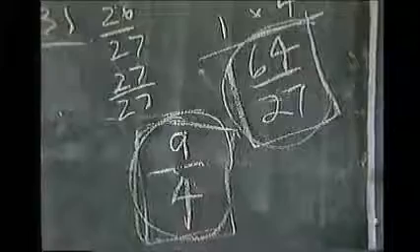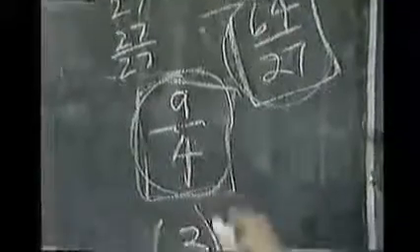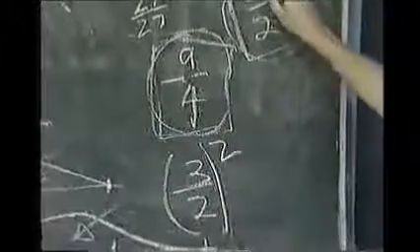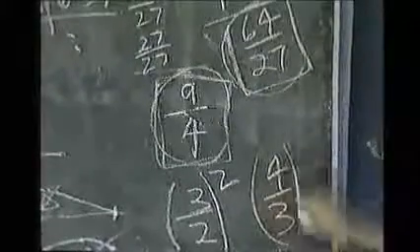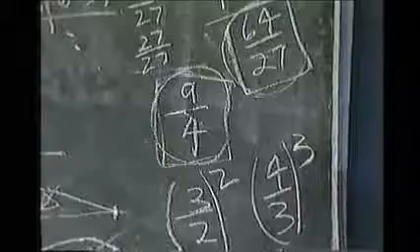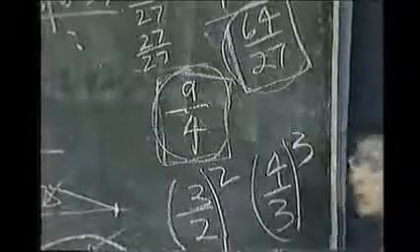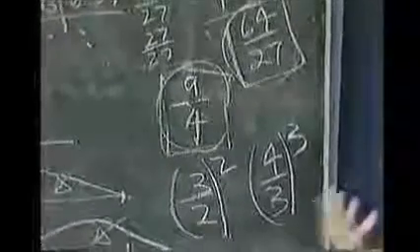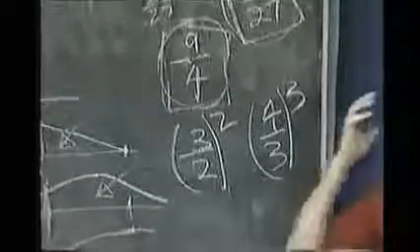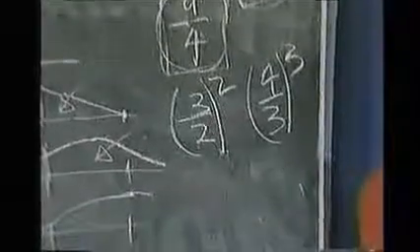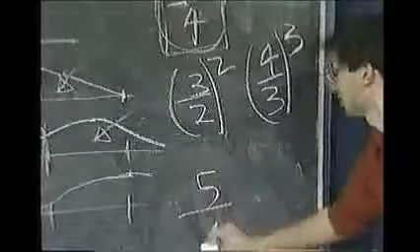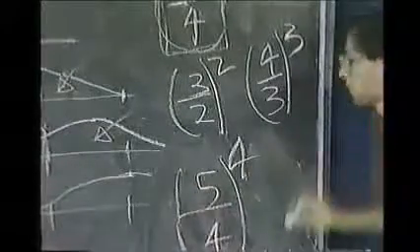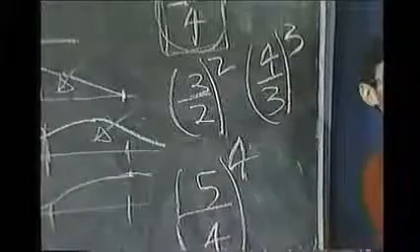9/4, notice, is 3 over 2 squared. 64 27ths is 4 over 3 cubed. Now, does anyone have the slightest doubt that if we took a 4-sided dice and rolled to see how many throws it takes to get to 5, the average would be 5 over 4 to the 4th? Amazing. Impossible. Unbelievable.